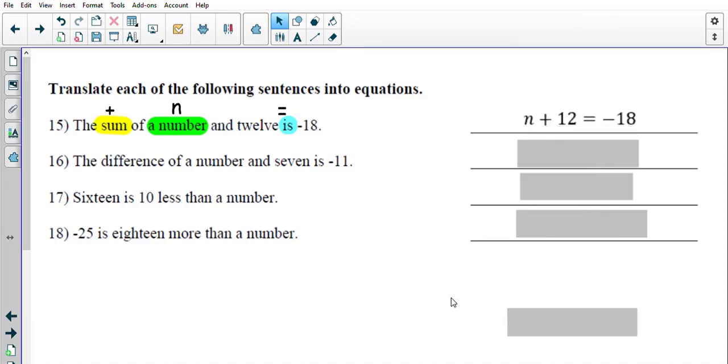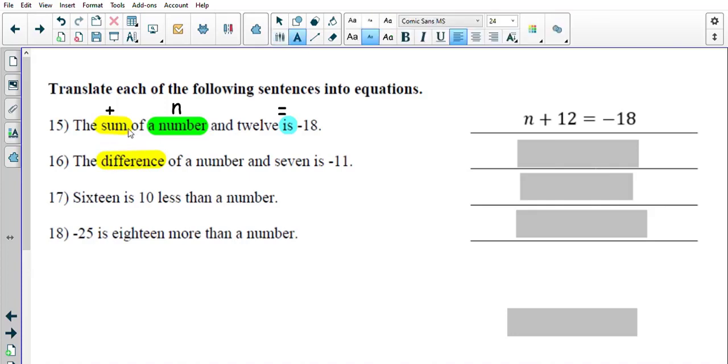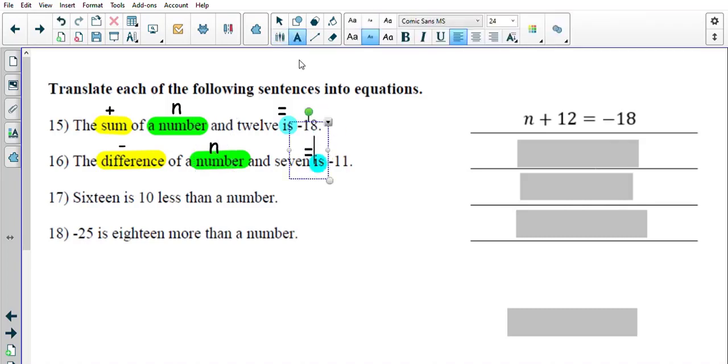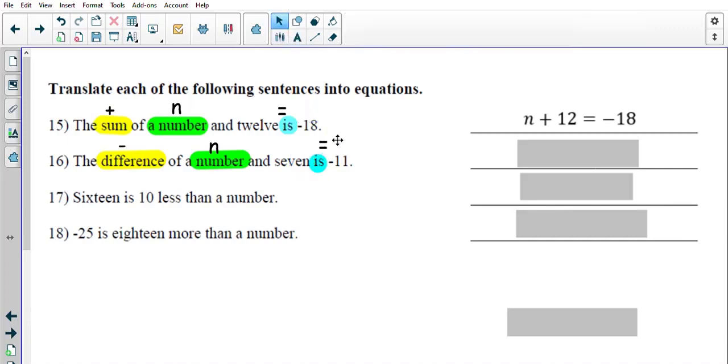All right, number 16. The difference of a number and 7 is negative 11. The word difference means subtraction, so I know that I'm going to have subtraction here. The number, again, is my unknown, so we'll highlight that in green and put an n here. Any variable works, though. The word is we see right here represents our equal sign. Let's go ahead and type that in. So if we put this all together, the difference of a number and 7 is n minus 7 equals negative 11. Make sure you don't write it as 7 minus n. If it says the difference of a number and 7, the n has to come first.